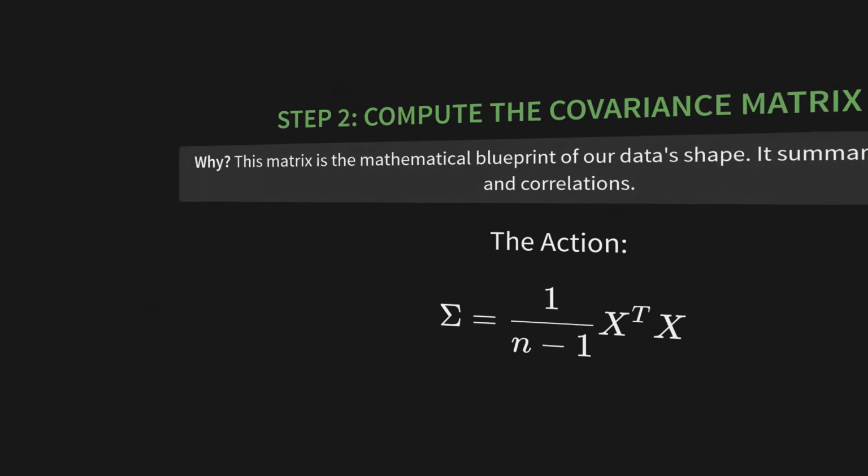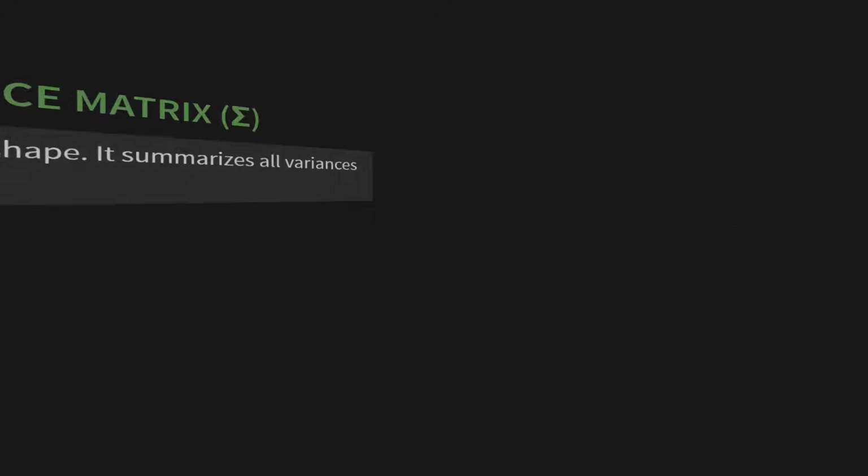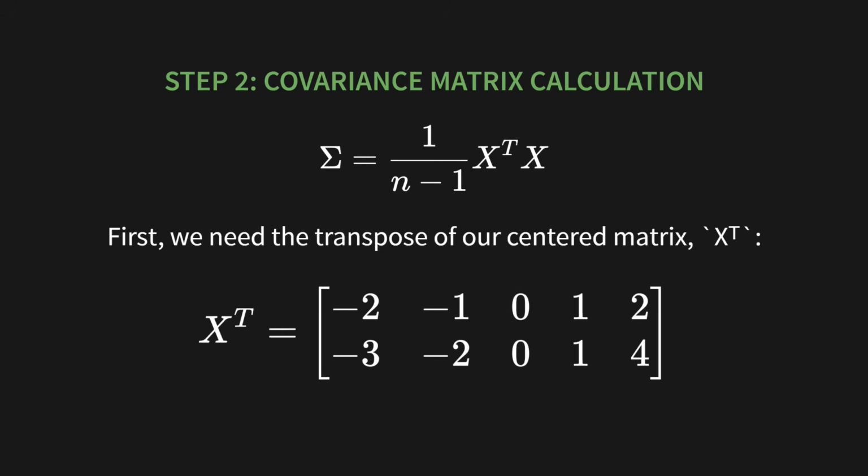Easy. Now for step 2, compute the covariance matrix, sigma. Why? This matrix is the mathematical blueprint of our data's shape. It summarizes all the variances and correlations. The action? We use the formula you see here. Sigma equals 1 over n minus 1 times x transpose x. Let's break that down. First, we need the transpose of our centered matrix, xt. You can see it here. We've just flipped the rows and columns.